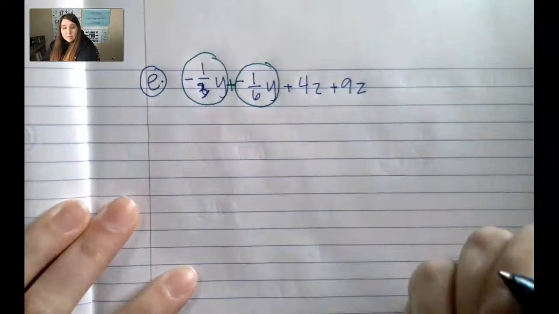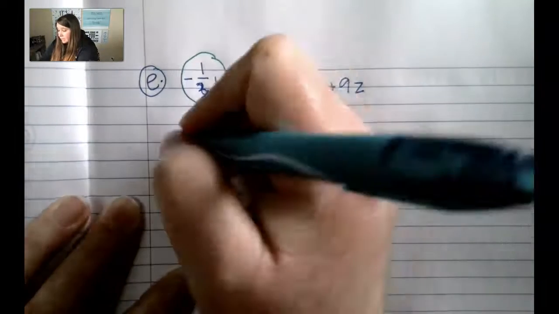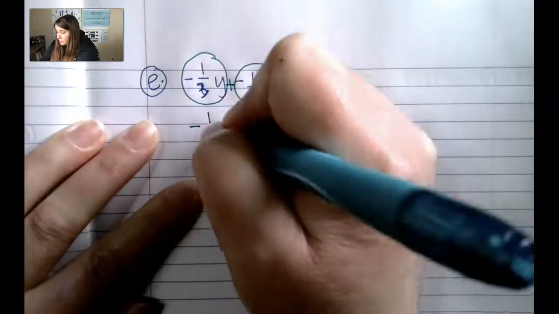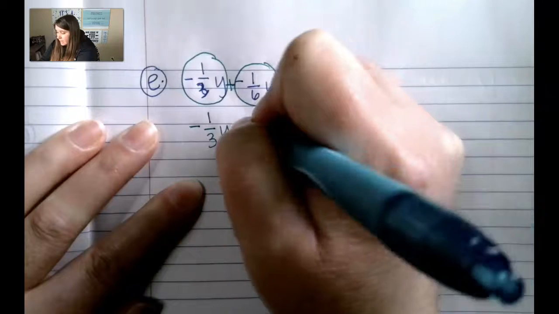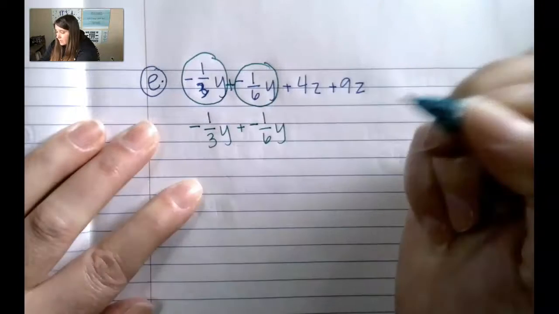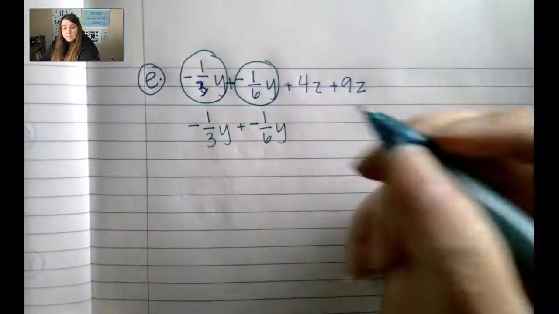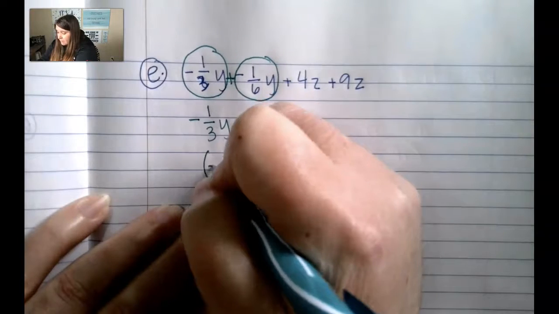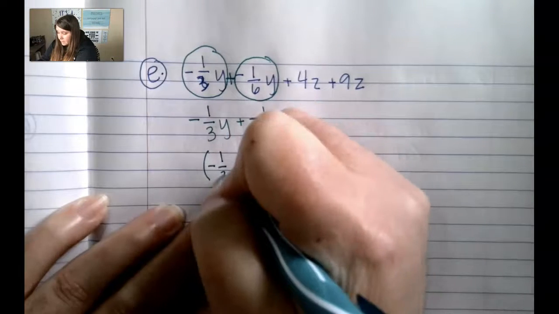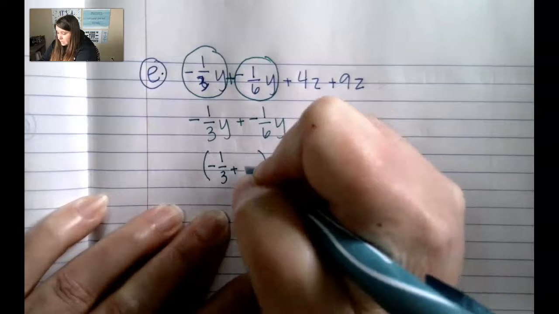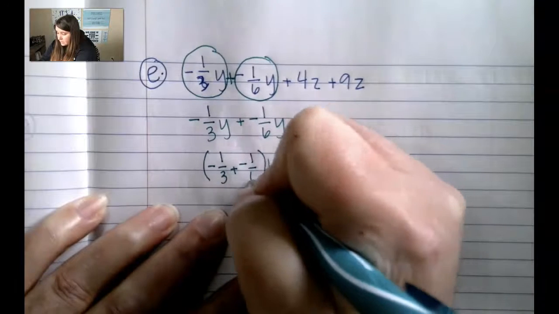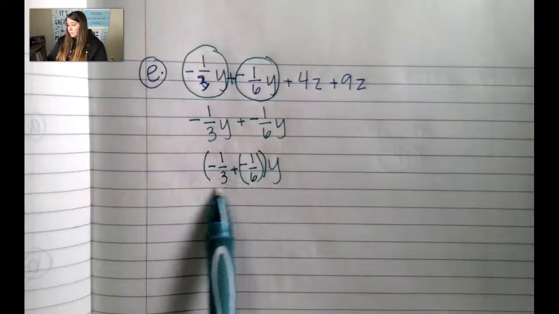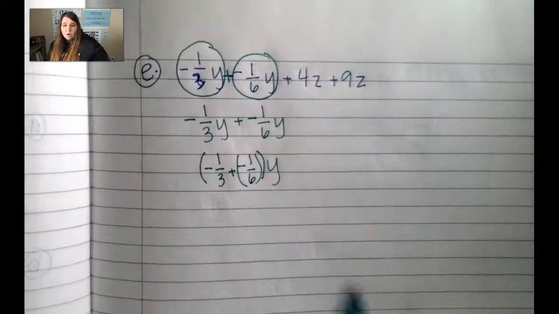Again, we want to add those together to combine like terms. So I can rewrite this problem as negative 1/3 y plus negative 1/6 y. The distributive property says that I can just throw this y on the end, and then in the inside of my parentheses, I only have to worry about the negative 1/3 plus the negative 1/6. So let's do that. Let's just worry about these fractions here, and we'll go from there.